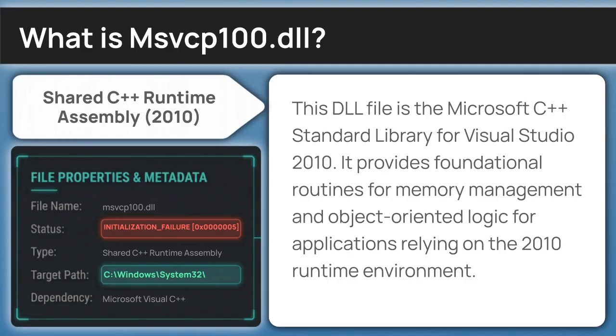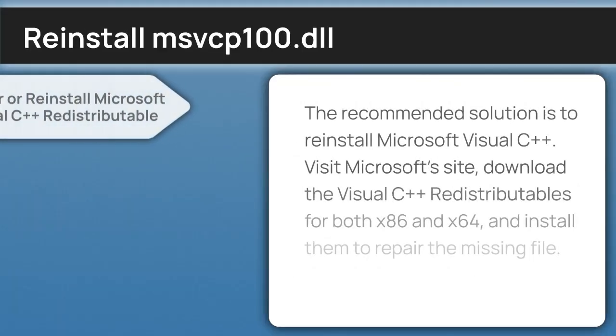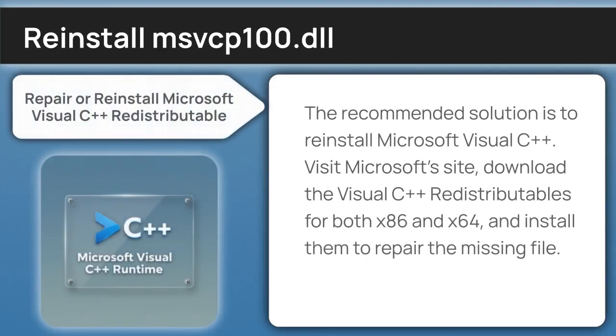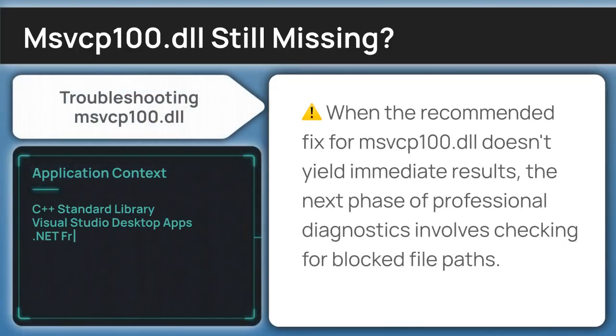Now let's apply the fix by reinstalling the shared system library. A standard engineering fix involves redeploying Microsoft Visual C++. Head over to Microsoft, grab the specific x86 and x64 Visual C++ redistributables, and run them to replace any damaged components. When a standard reinstall doesn't cut it, we move to advanced diagnostic steps to ensure the system is properly configured.